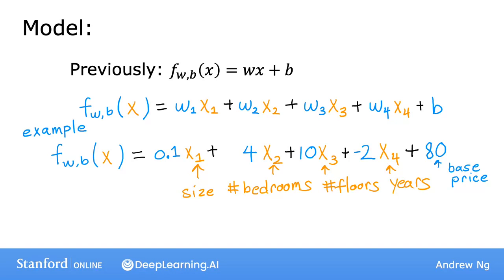And you can think of this 0.1 as saying that maybe for every additional square foot, the price will increase by $0.1 thousand or by $100.